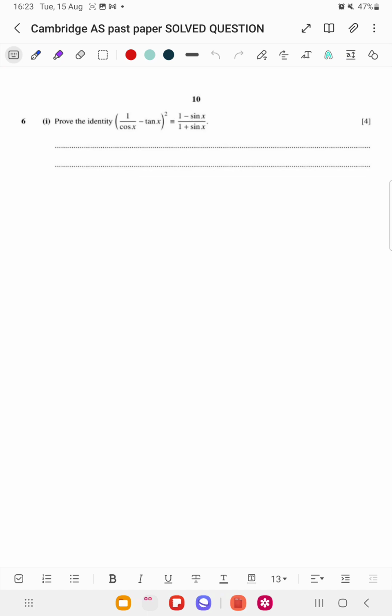Now today in this video we are going to discuss a question from the past paper for the Cambridge AS level mathematics. The question has two parts. The first part is to prove the identity: (1 over cos x minus tan x) the whole squared is equal to (1 minus sin x) over (1 plus sin x). This is a 4 marks question.